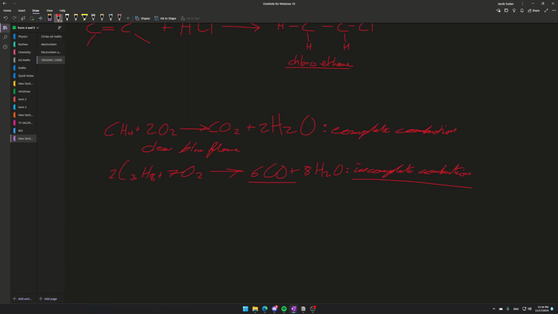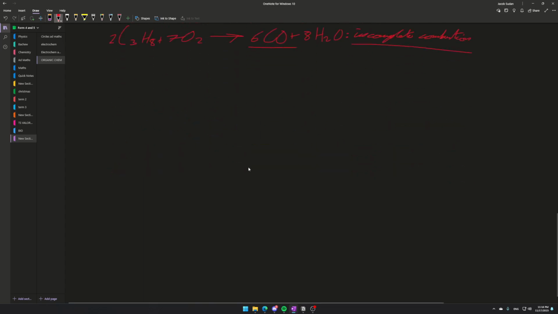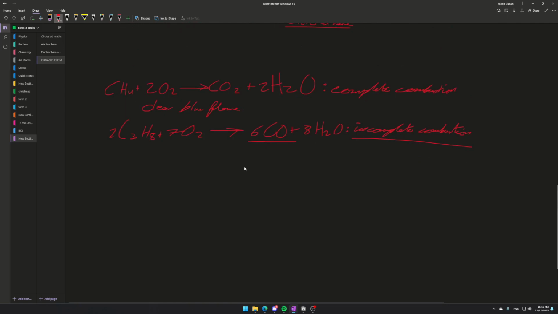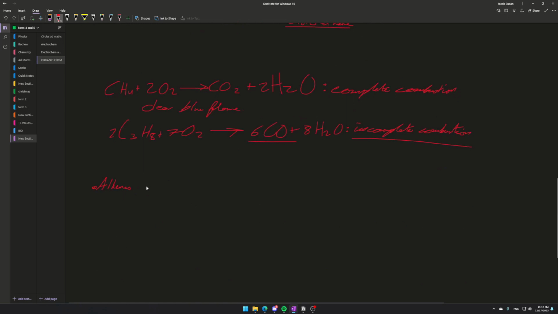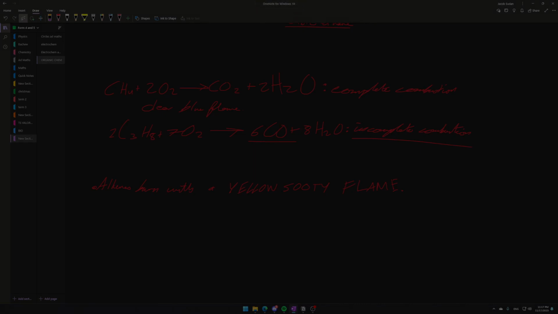When alkenes combust, it's basically the same exact thing. The main difference is that alkenes do not burn with the clean blue flame. They burn with a yellow, sooty flame. Okay? Here's a note that you can read through on your own.